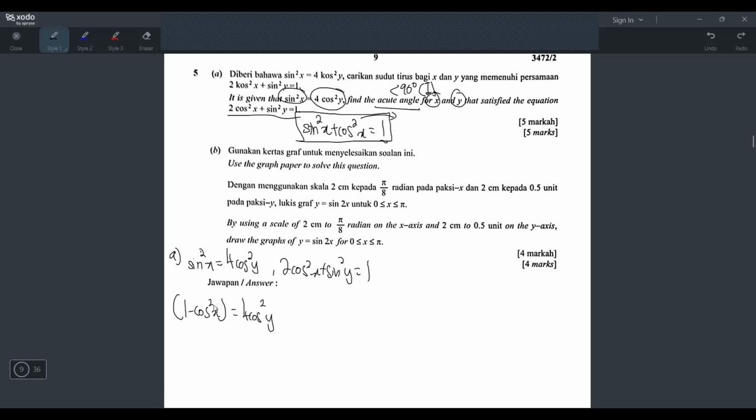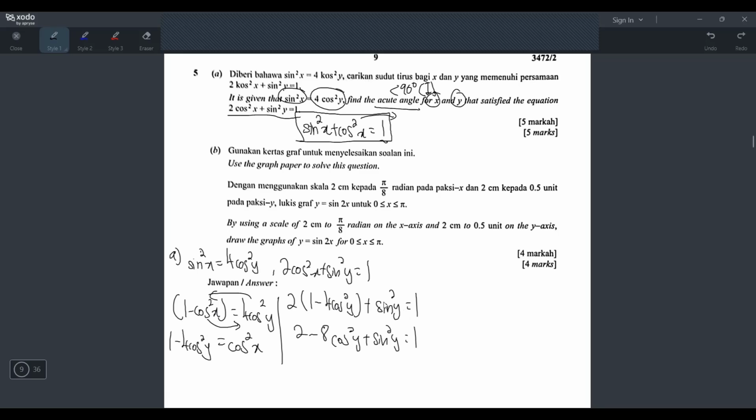After that, I will try to make cos square x single. It means I want cos square x to be the subject. So what I'll do is I'll move the minus cos square, make it positive cos square x, and then the 4 goes here, becomes 1 minus 4 cos square y. And the reason why I do this is because I want to substitute this into the cos square x here later. So now it becomes 2. Instead of writing cos square x, I will substitute this 1 minus 4 cos square y, plus sine square y equals 1. And then this one you can sub inside, become 2 times 1, 2, 2 times negative 4, negative 8. And then cos square y plus sine square y equals 1.